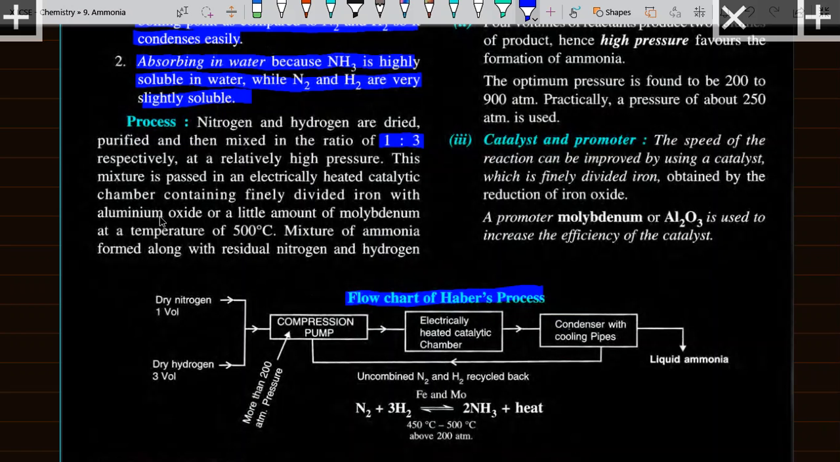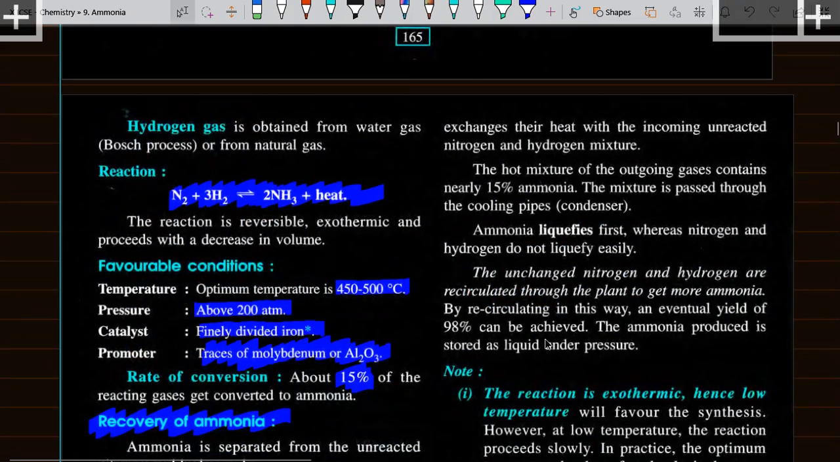इसमें फाइनली डिवाइडेड आयन होता है जिसके साथ एल्यूमिनियम ऑक्साइड या फिर मोलिब्डेनम होता है at a temperature of 500 degrees Celsius. Mixture of ammonia is formed, तुरंत फॉर्म हो जाता है along with the residual nitrogen and hydrogen. हाँ, लेकिन सारा अमोनिया फॉर्म नहीं होता है, कुछ नाइट्रोजन एंड हाइड्रोजन अभी भी अनकम्बाइंड है. ठीक है, they exchange their heat with the incoming unreacted nitrogen and hydrogen mixture. The hot mixture of the outgoing gases contains 15% of ammonia.